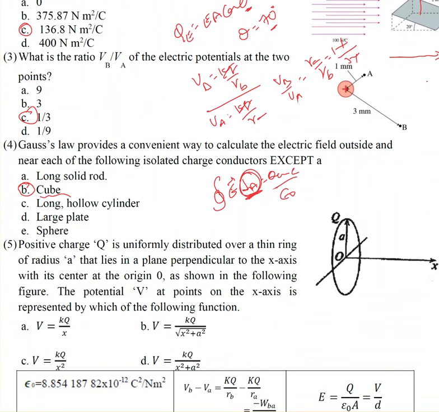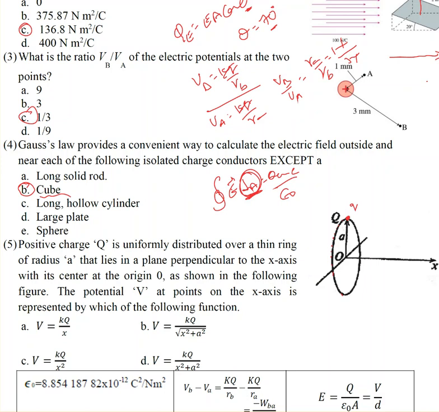A positive charge Q is uniformly distributed over a thin ring of radius a that lies in a plane perpendicular to the x-axis with its center at the origin O, as shown in the following figure. The potential V at a point on the x-axis is represented by which of the following functions? Okay, there is a derivation in my notes if you go through it, but let me take, at this point, the Q charge is uniformly distributed all over the ring, right? Let me take this charge here as small q. So small q is all over this ring.